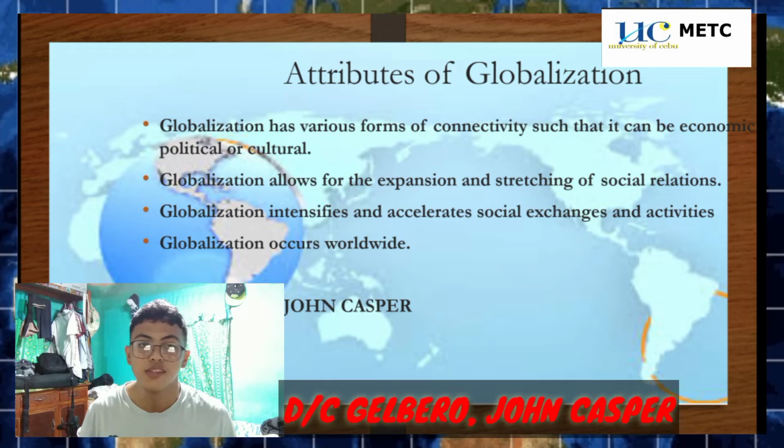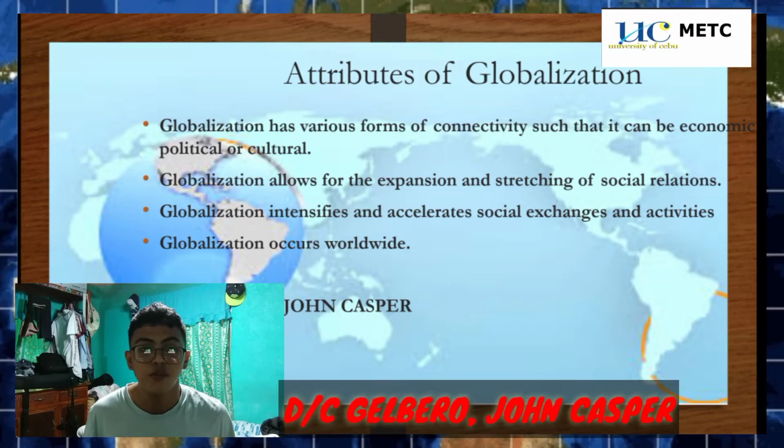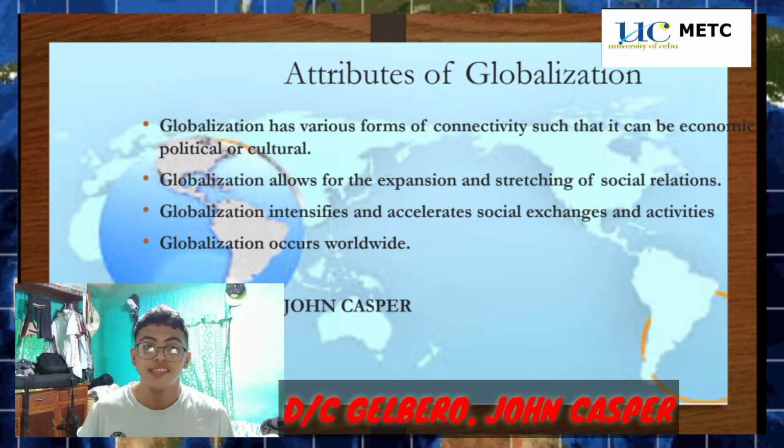Globalization allows for the expansion and stretching of social relations. As I said earlier, globalization created a borderless world where it helps to expand and stretch social relations in terms of economic, political, and cultural. Globalization intensifies and accelerates social exchange activities. It made social interaction easier than before through the use of the internet or even the availability of transportation that helps to exchange information, products, or plans to be made for the world economy. Globalization occurs worldwide. It brings recognition at any national level, especially in production, international trade, and finance markets.